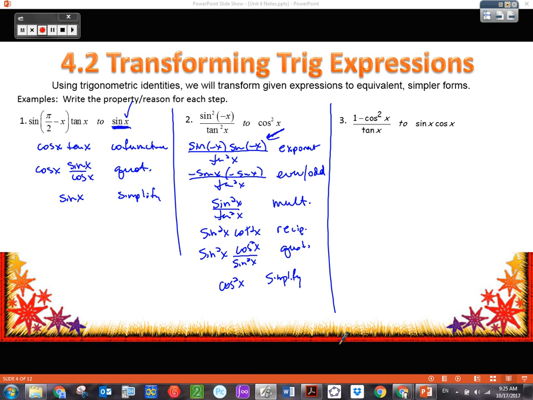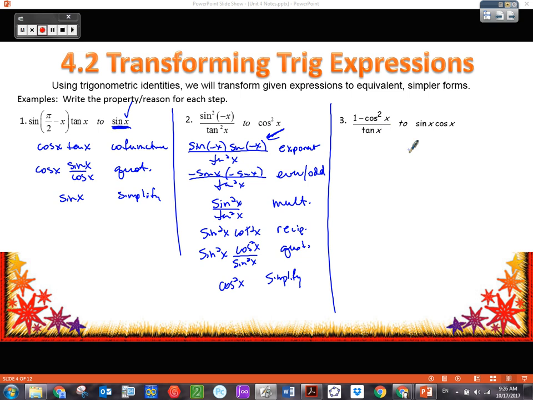Okay, our last one. So we have a fraction. Our goal does not have a fraction. We have subtraction. Our goal does not have subtraction. Both of those things we have to get rid of. We have to think about how I'm going to get rid of the subtraction, how I'm going to get rid of the fraction.